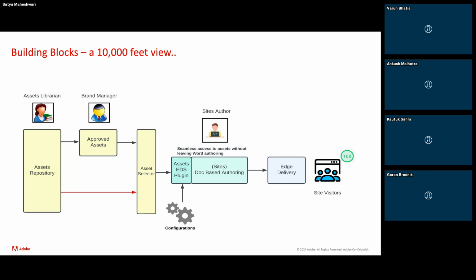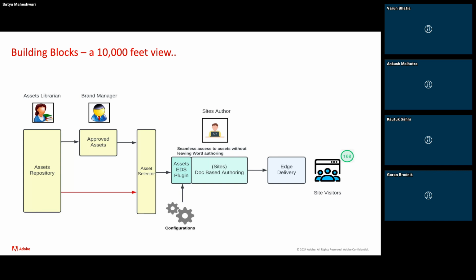Now, coming over to the sites author persona. You see the doc-based authoring experience has an attached block, which is the Assets EDS plugin. This plugin is the special sauce, which is using the asset selector micro frontend. Asset selector, for context, is a micro frontend which is used across applications for providing a window to use AEM assets. So the plugin is sort of a glue between the asset selector and the doc-based authoring flow, which enables this integration.